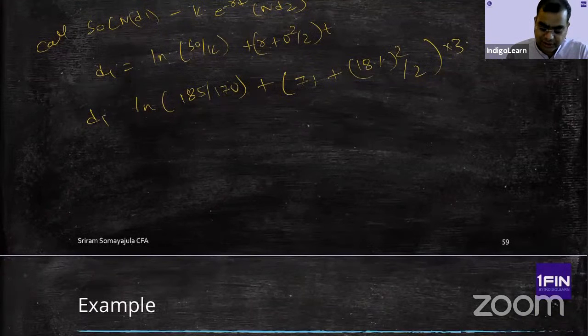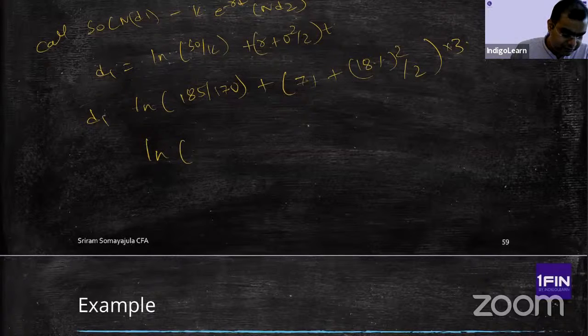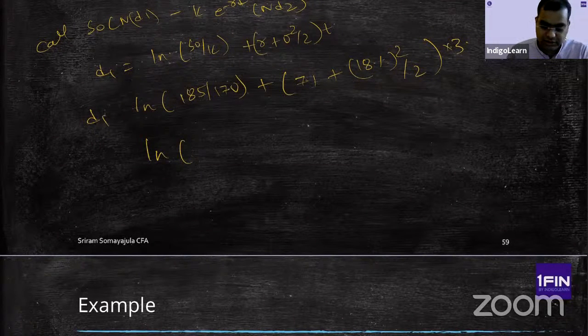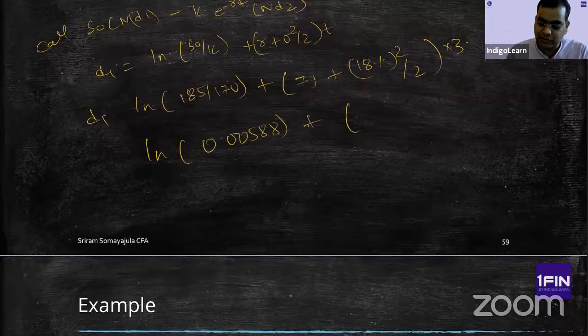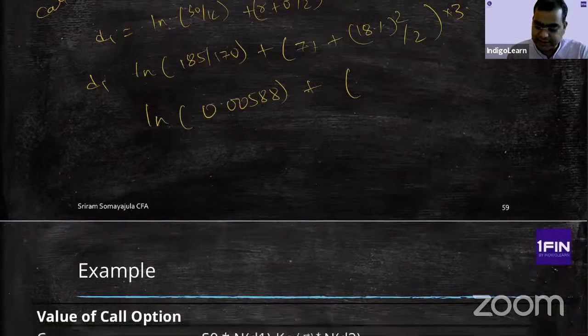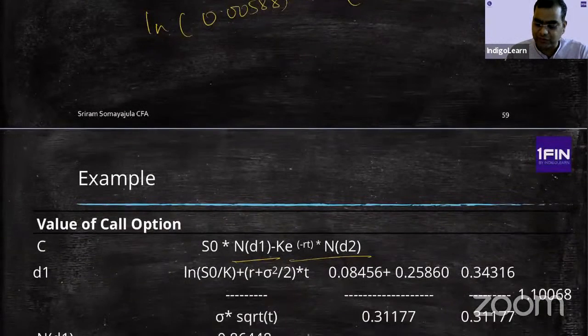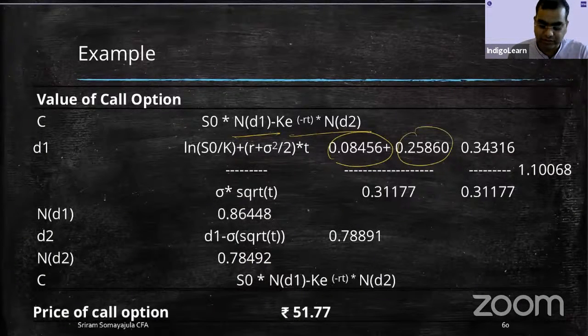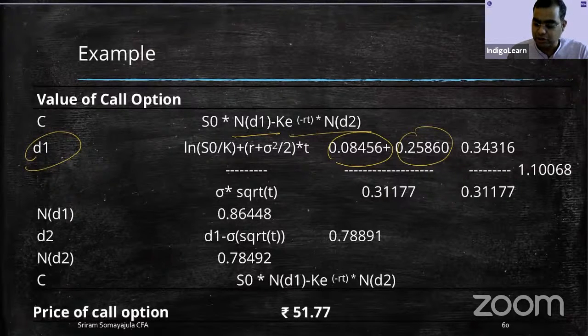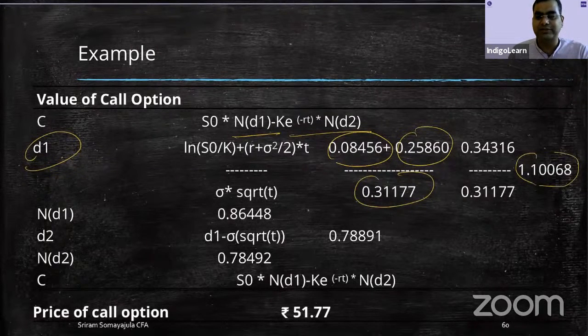So which is natural log of 185 divided by 170, which is natural log of 0.00588 something, plus 7% plus 18% square by 2 into 3. If you do this, you will basically get these values, 0.08456 plus 0.25860. I'm doing the value for D1. Divide by sigma into square root of T. You will end up finally with a D1 value of 1.10068. I can actually do this, but it is better that you solve this.